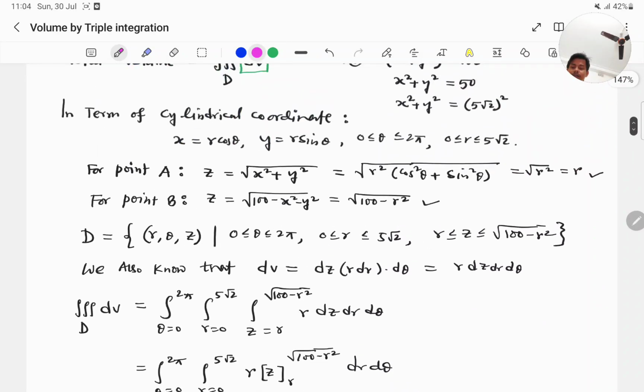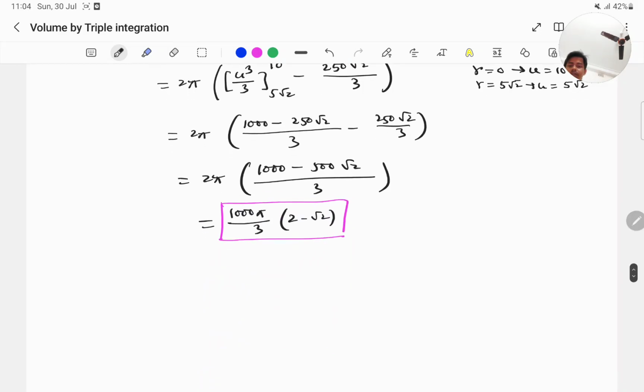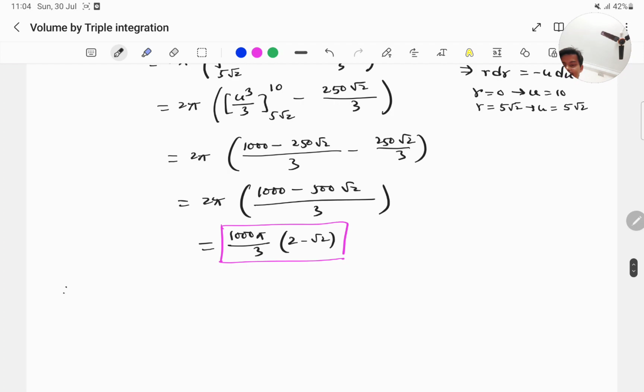Actually, all right, oh okay, we have to multiply by 2. One thing I made a mistake: you have to multiply by 2. So the total volume is given by, because we have a part in the bottom side, or negative side of the z axis, total volume will be, if you multiply by 2, 2000 pi by 3 times 2 minus square root of 2.